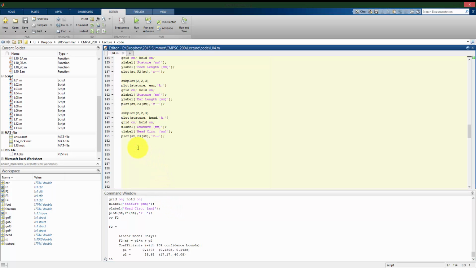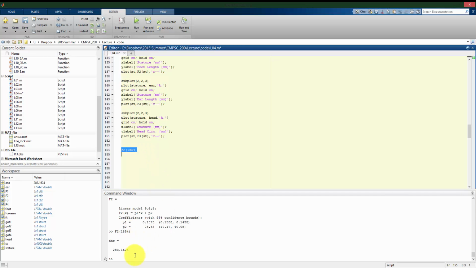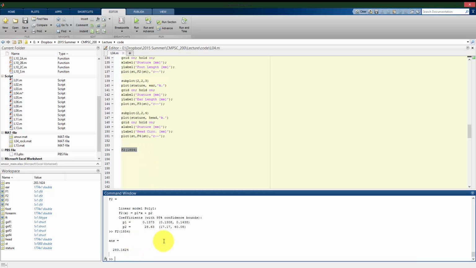So for myself, just to try this out, if I take this model and put in my height, which is about 1,854 millimeters, and use f2 here, this is going to give me an estimate as to what my foot length should be based on all of this other collected data. If I run this, it's estimating, based on the regression model, that my foot length is about 283 millimeters. Again, this is not necessarily saying that all people with a height of 1,854 millimeters have a foot length of 283, but it's a pretty fair approximation, or estimate, as to what you should find based on the data that was previously collected.